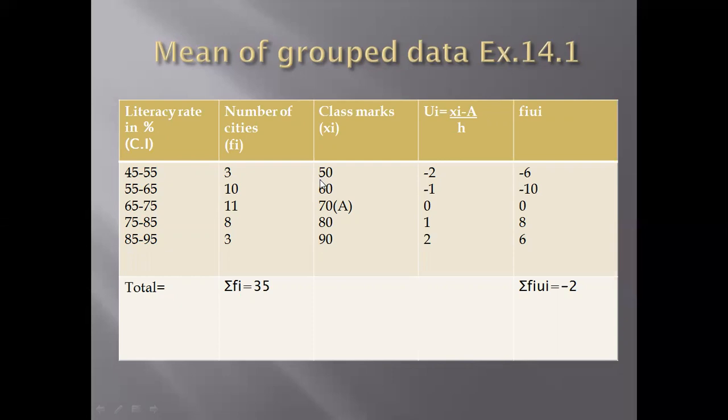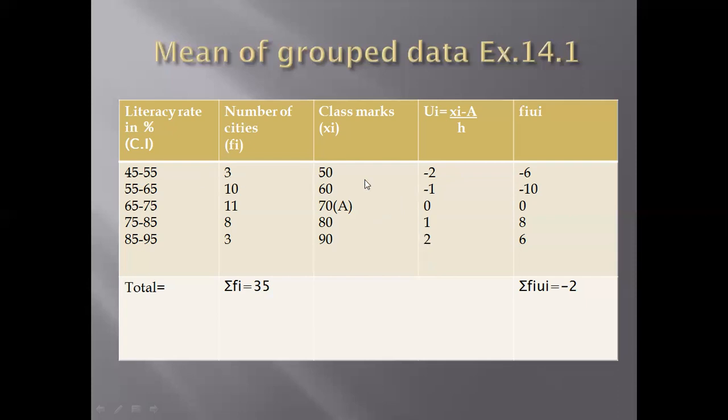Xi minus 50 by 10. So you'll be getting here, you have to subtract 50 from 50, then 50 minus 70, that is minus 20, minus 20 by 10, that is equal to minus 2. Then 60 minus 70, that is minus 10, minus 10 by 10 is equal to minus 1. 70 minus 70, 0, 0 by 10 is 0. 80 minus 70, that is 10, 10 by 10 is 1. 90 minus 70, that is 20, 20 by 10, that is 2.